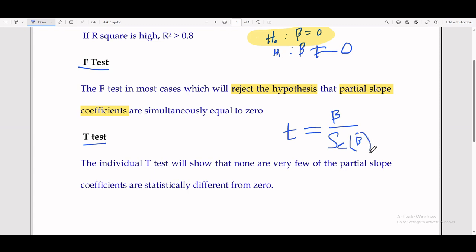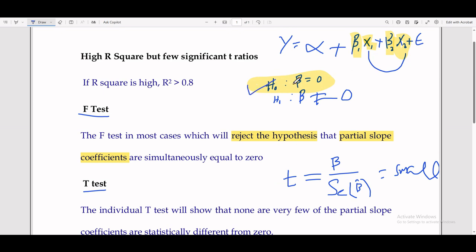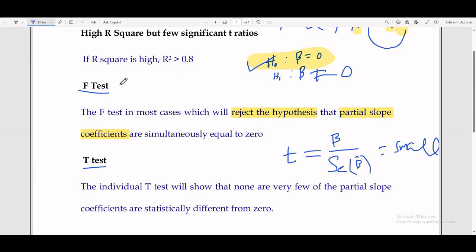When the standard error is large, the t ratio is very small. This small value mostly leads to accepting H0. The individual t-test will show that none or very few partial slope coefficients are statistically different from 0. Mostly the partial slope coefficients lead to the assumption that H0, beta is equal to 0, and only a little bit follow H1. So these two tests contradict each other.